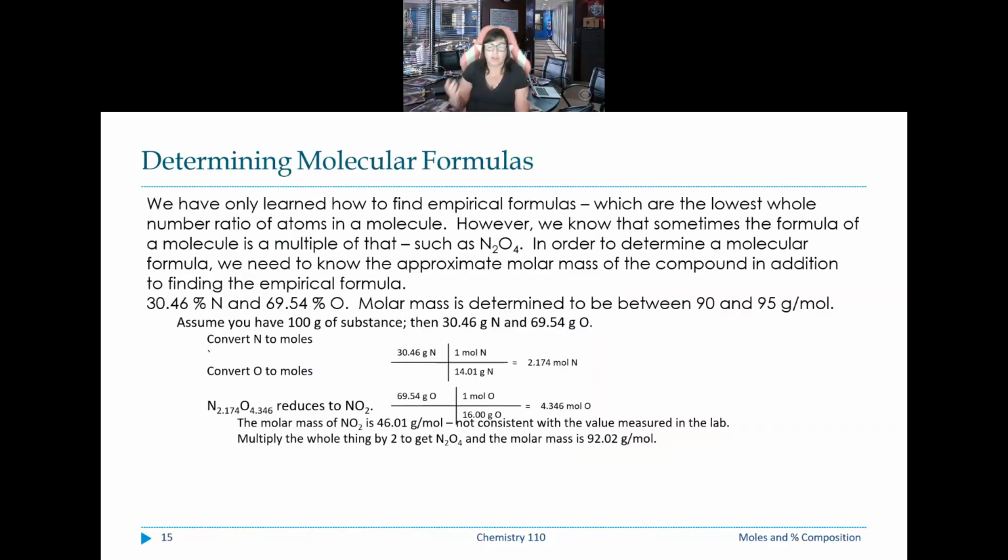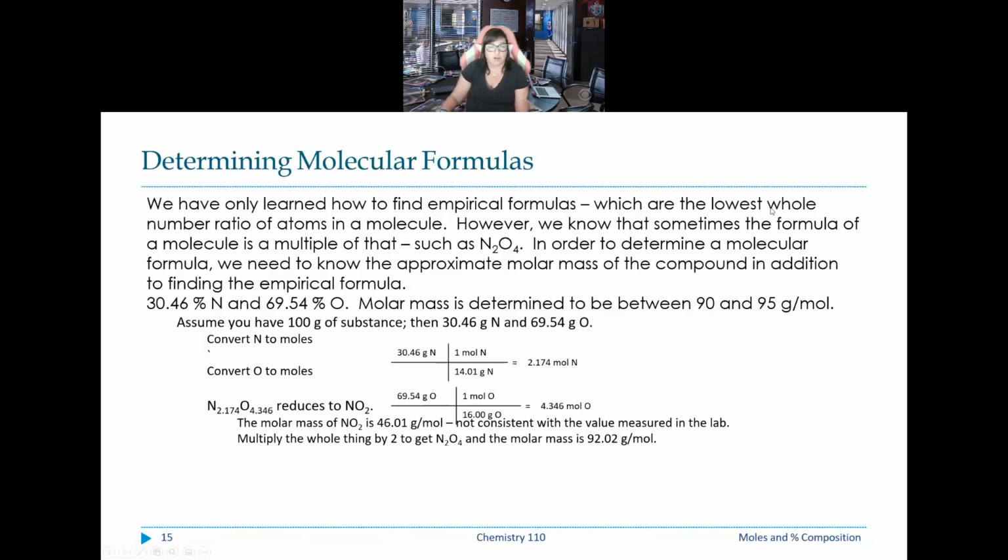Let's talk about determining a molecular formula. So far, we've found empirical formulas, which is the lowest whole number ratio between the components in that formula. But how do I know what a molecular formula is going to be for this? How do I know if the empirical formula is actually the molecular formula? That's what we're going to talk about here.